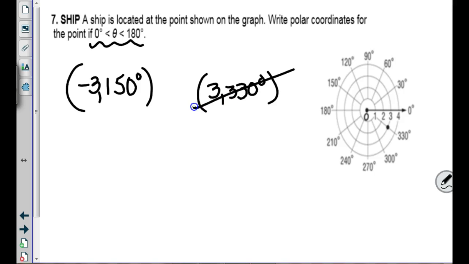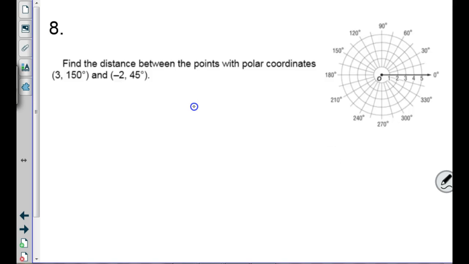You weren't here yesterday, but if Hofbauer were queen of math, we would write them in the other order because that's the way I think of them. You rotate and then you go forward. But that's not the way the real world works. I don't get to make things up. So 3, 150 is around to here and out 3. And -2, 45 is out to 45 and back up 2.